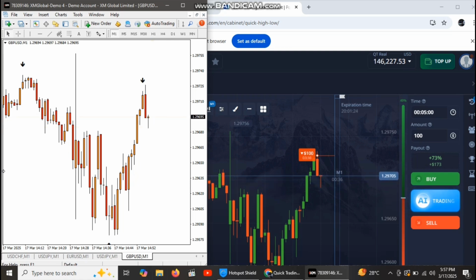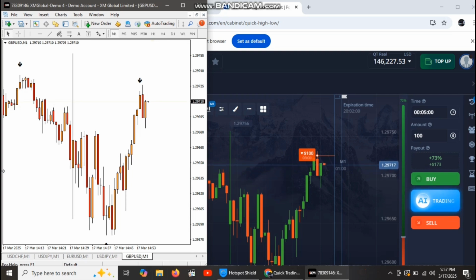The arrow indicator is a technical indicator that provides buy and sell signals in the form of arrows on your chart. It's based on a complex algorithm that takes into account multiple market factors, including price action, volume, and momentum. The result is an indicator that is both accurate and easy to use.